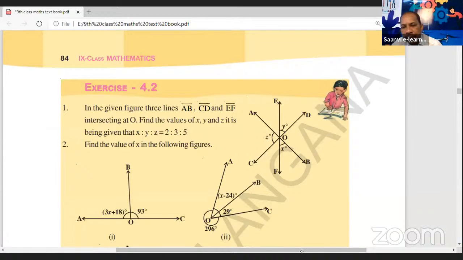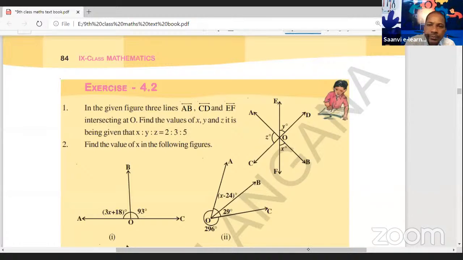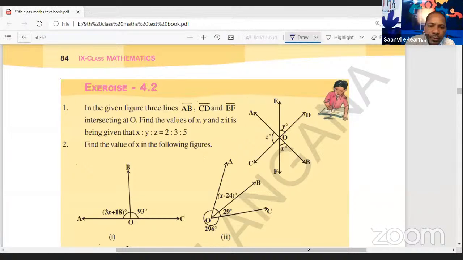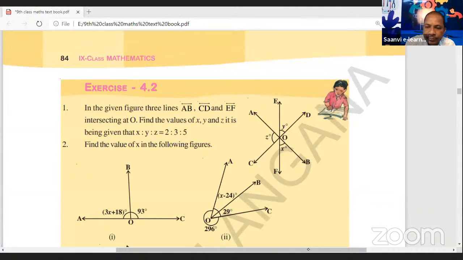So here three lines are given and these three lines are intersecting at the point O. And here three angles are formed, X, Y, Z. And the ratio of these three angles is given, X is to Y is to Z is equal to 2 is to 3 is to 5. Asking to find the angles X, Y, and Z. What angles we get at X, Y, and Z. Okay, children, look at the board and observe carefully.